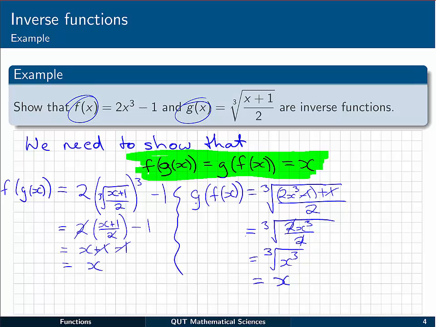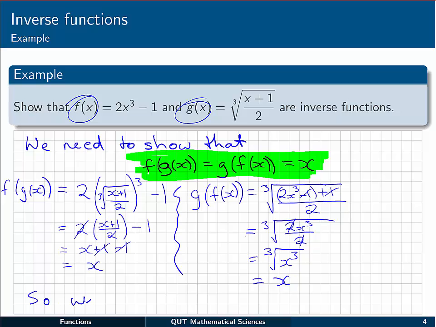Alright, so again we're just going to take the g function and replace all of the x's, there it is right there, with f of x, 2x cubed minus 1. So we have the cube root of 2x cubed minus 1 plus 1 all over 2. The 1's cancel. Into this line the 2's cancel. We're left with the cube root of x to the 3, which is of course x.